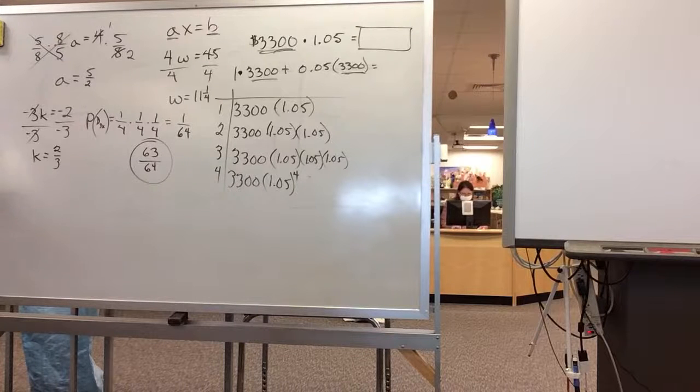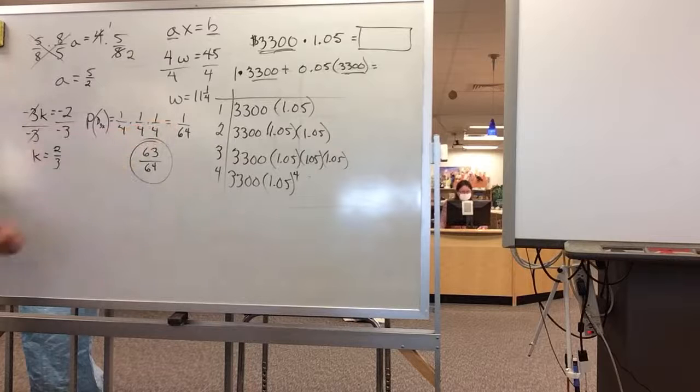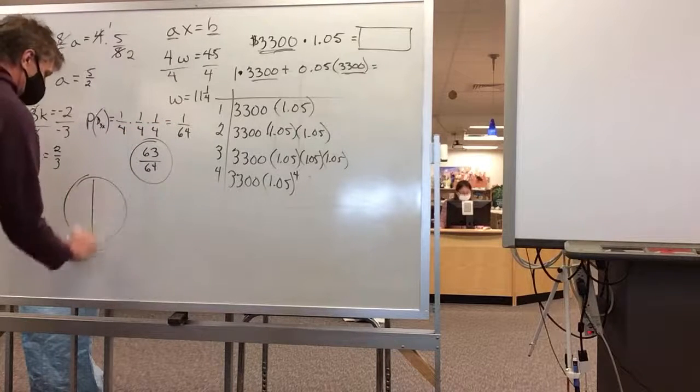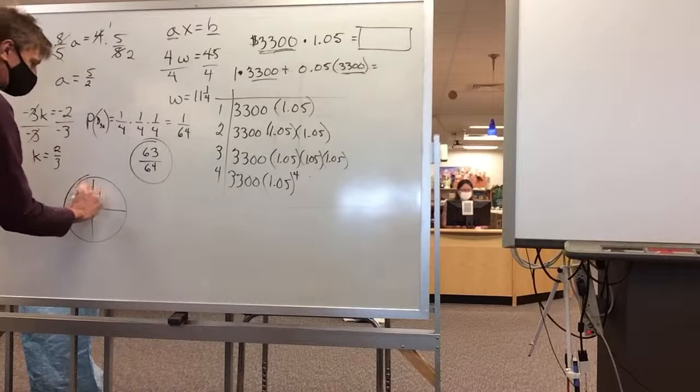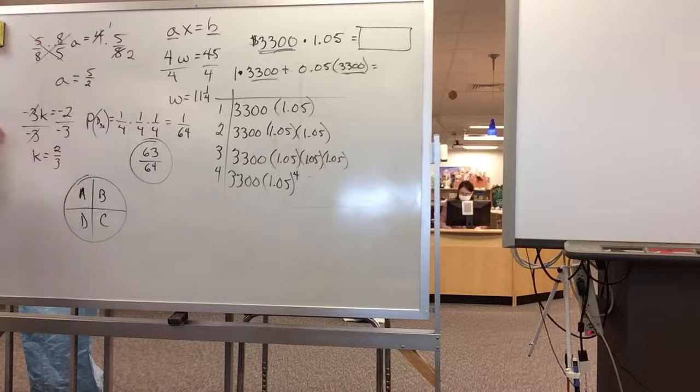Okay. So not doing this would be the complement of it. If you think of the spinner one time, I don't know how it's arranged, but let's say it's arranged like this. What's the probability of landing on D one time? 1/4. The probability of not landing on D, 3/4.